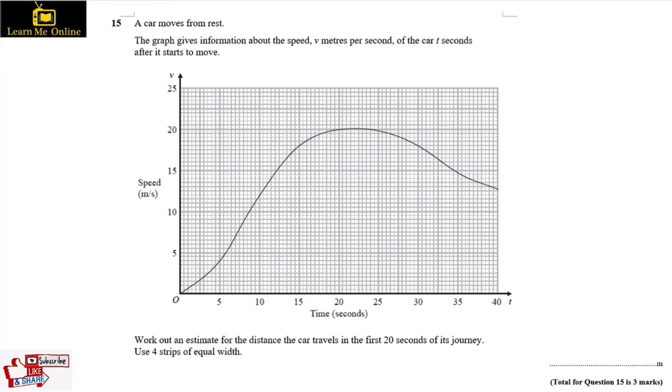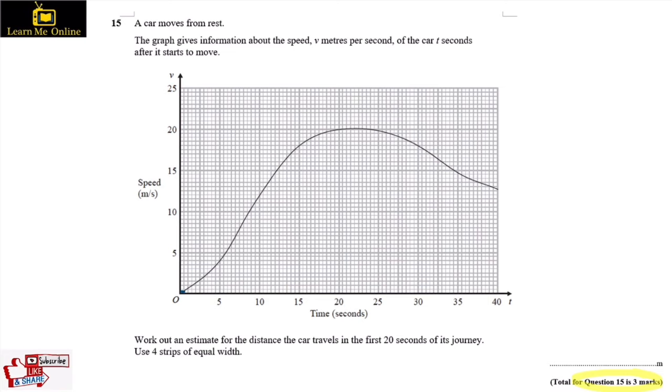Okay, now here we have question number 15, and it's for 3 marks. What they're asking in the question is, a car moves from rest. It means it starts from 0, which is here. The graph gives the information about speed, v meters per second, of the car t seconds after it starts to move. Now, what they want is to work out an estimate.